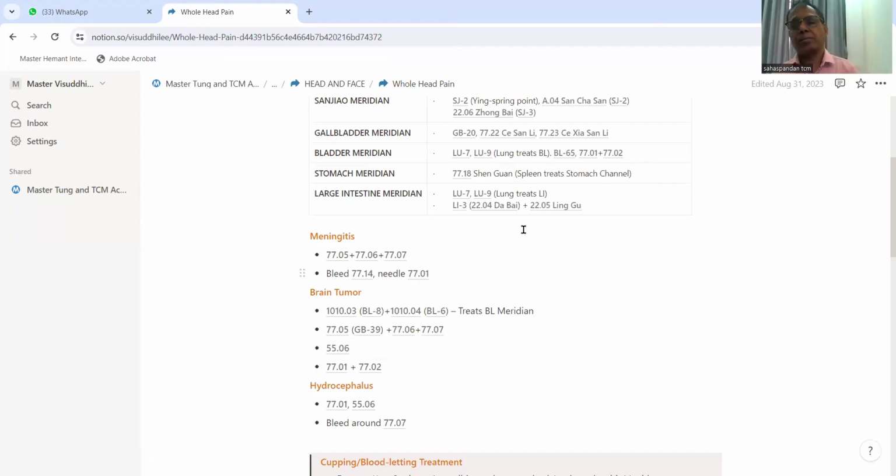If headache is because of brain tumor, 1010.03, that is Bladder 8, 1010.04, Bladder 6, which treats the bladder meridian, 77.05, GB39, 77.06, and 77.07, and 55.06, 77.01, and 77.02.